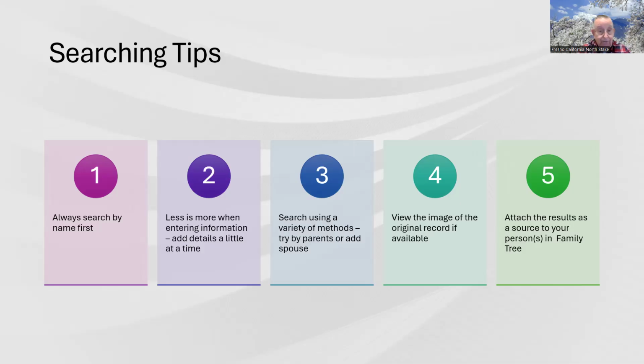And searching using a variety of methods is also recommended. In other words, you might try looking for the record not just by the person's name, but by their parents or spouse, depending on what type of record you're looking for. Some of these options might be appropriate to help you. Also, try to view the image of the original record when available, and it is interesting how often we have records in FamilySearch's collection that we cannot see the originals; we only have the indexes.